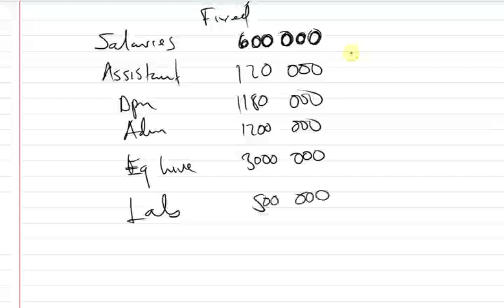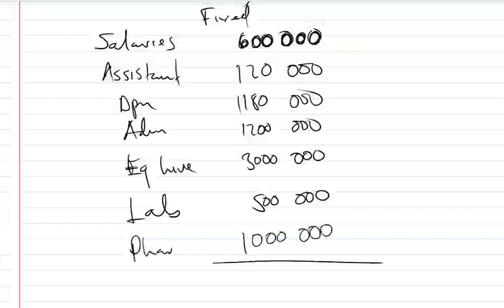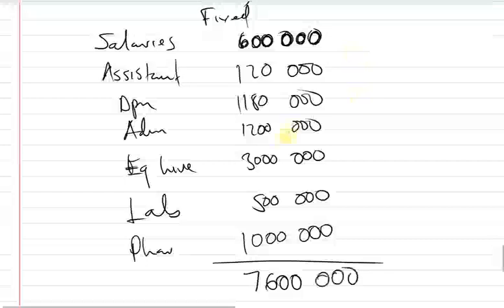And pharmacy, we found that lab was 500 and pharmacy was 1 million. So this one won't change. They won't respond to change in activity level. So I'll add them: 600 plus 120 plus 1880 plus 12 plus 3 million plus 500 plus 1 million. The answer is 7,600. Now I'll go to variable cost.